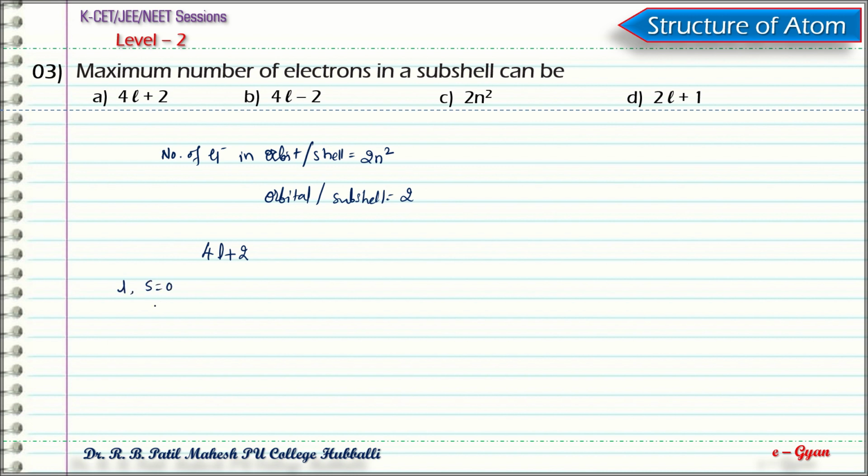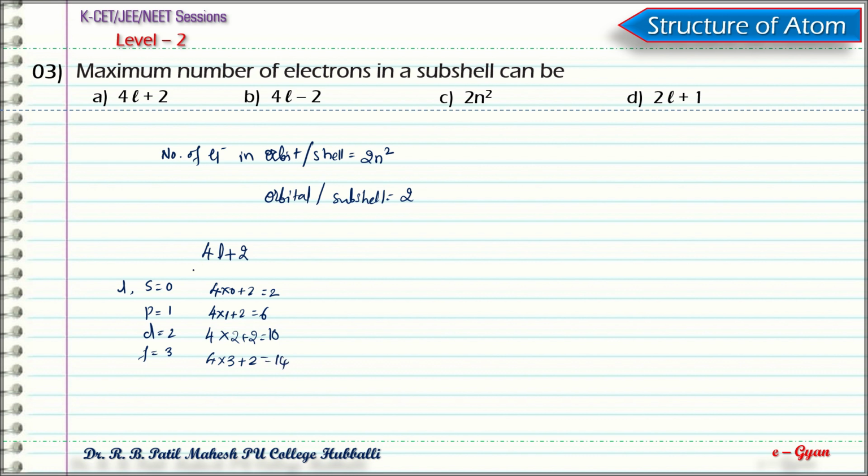For s orbital it is 0, for p it is 1, for d it is 2, and for f it is 3. Substitute the values here in the above equation. 4 into 0 plus 2, which is equal to 2 electrons. 4 into 1 plus 2, which is equal to 6 electrons. 4 into 2 plus 2, which is equal to 10 electrons. Similarly, 4 into 3 plus 2, which is equal to 14 electrons.